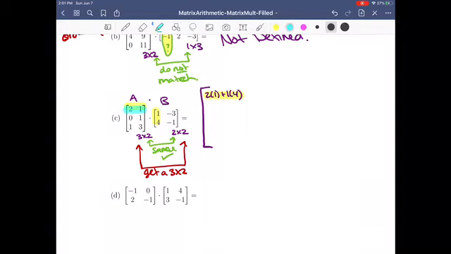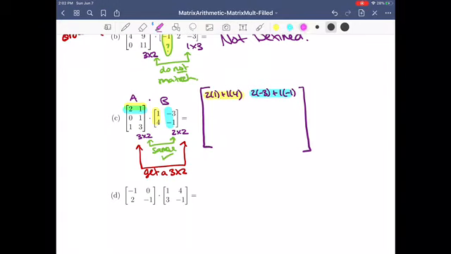Okay, but this time we're going to multiply it with column 2. So that's going to give us the entry in row 1, column 2. So it's going to be 2 times negative 3 plus 1 times negative 1. Okay, now I need to do the exact same thing with the 2 other rows.